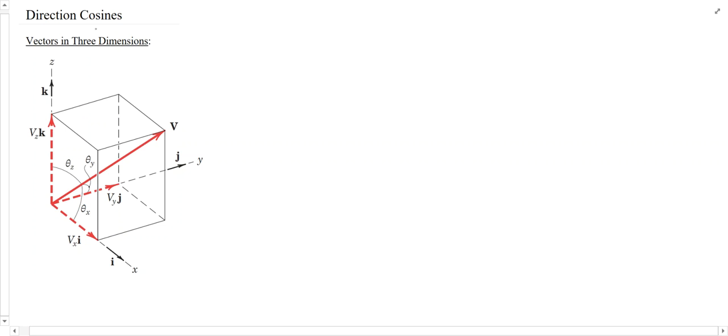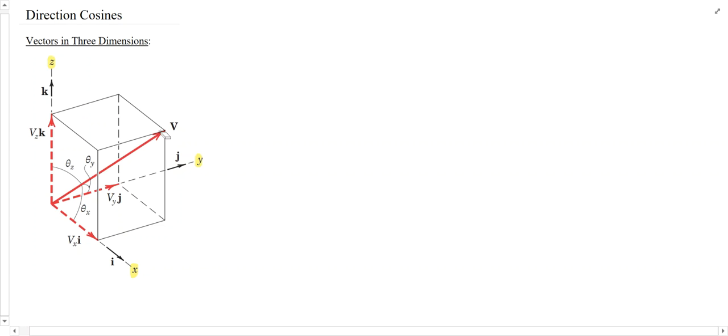All right, in the last couple of videos, we've been working with how to get components for vectors, and we've been doing that from a two-dimensional perspective. I just want to talk briefly about direction cosines and what vectors in 3 dimensions look like. So here is some vector v, and we have it in an x, y, and z coordinate frame.